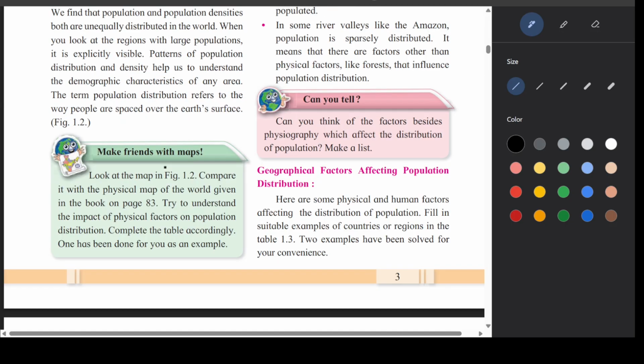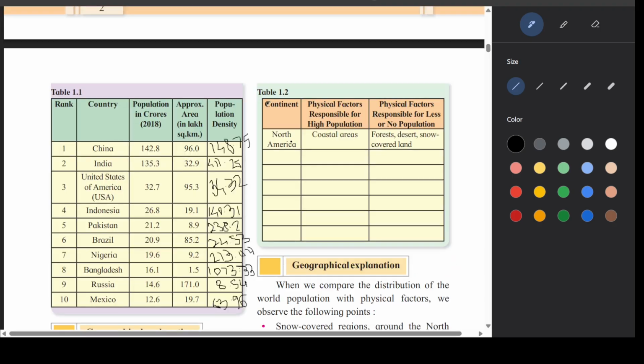Make friends with maps. Look at the map in figure 1.2. Compare it with the physical map of the world given in the book on page 83. Try to understand the impact of physical factors on population distribution. Complete the table accordingly. One has been done for you as an example. Table 1.2. Continent North America.